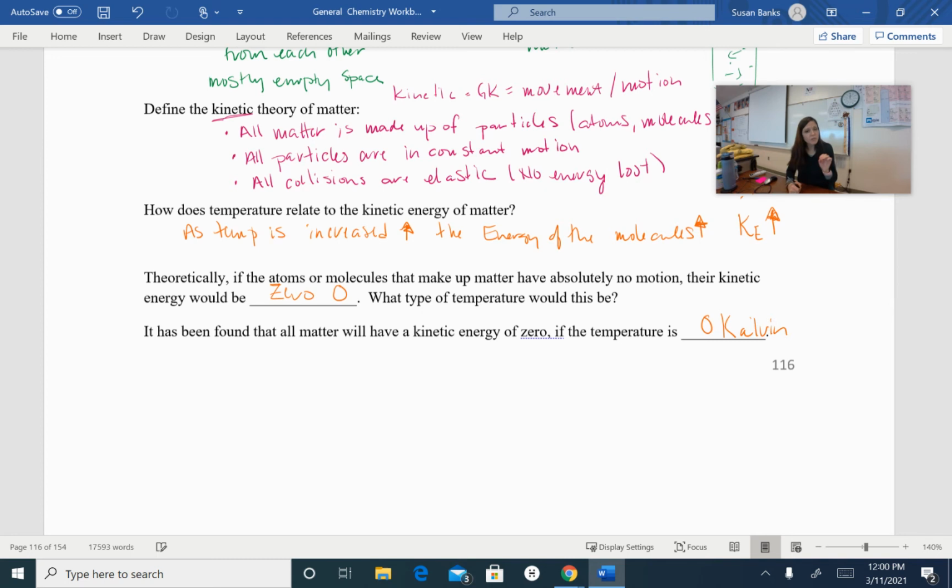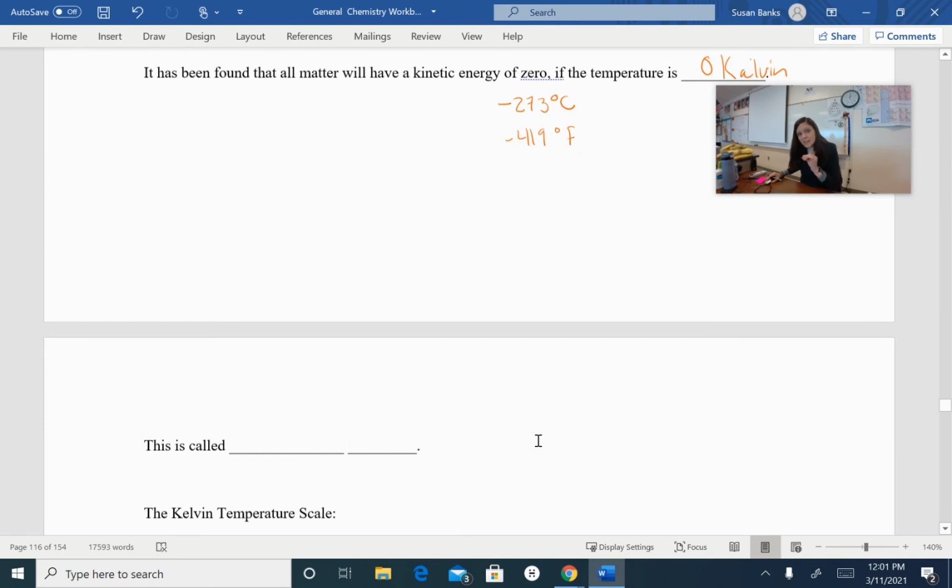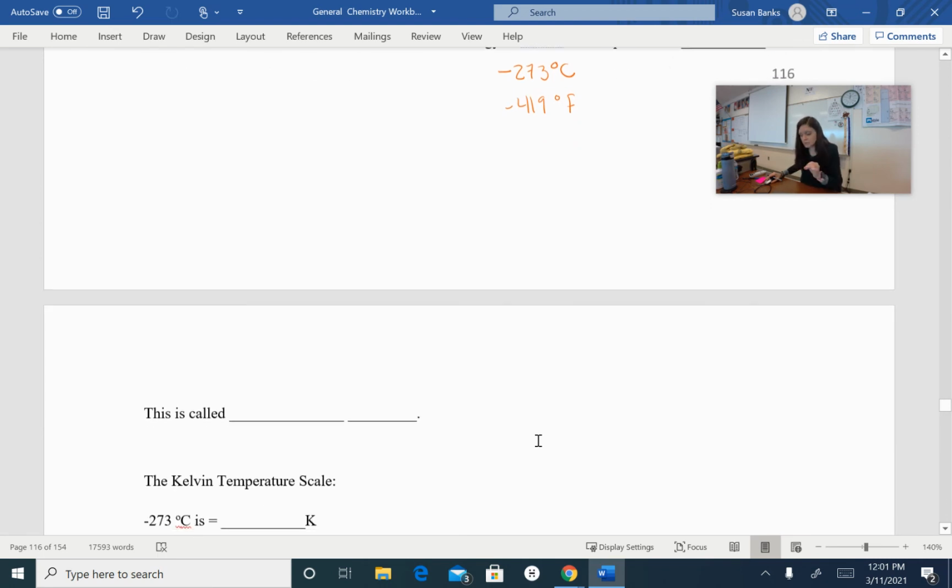And I don't know if you've heard of the Kelvin scale, but 0 Kelvin is extremely cold. That's where no kinetic energy exists. That's about negative 273 degrees Celsius, or about negative 419 degrees Fahrenheit, if I remember correctly. Okay, I'm going to have to check that on the Fahrenheit because I'm a scientist. I don't use Fahrenheit. Okay, so this idea of zero kinetic energy is called absolute zero.